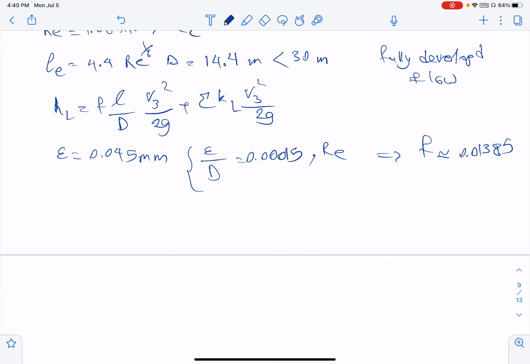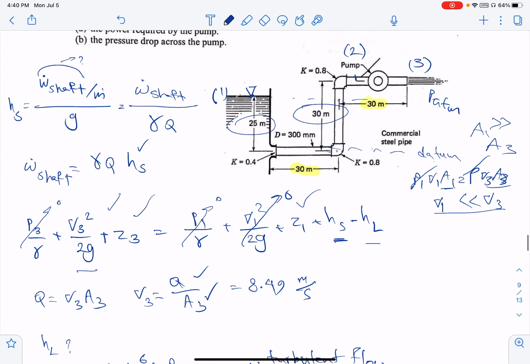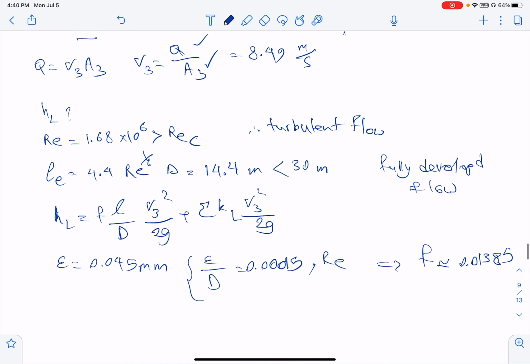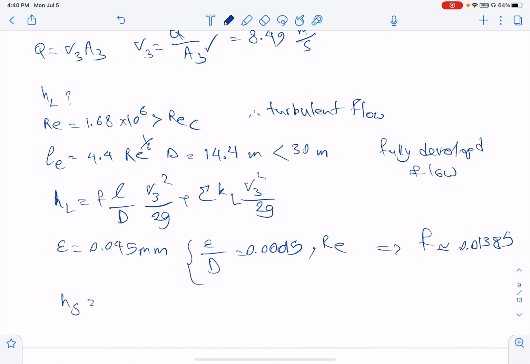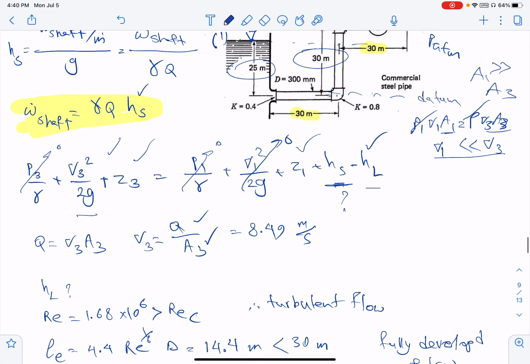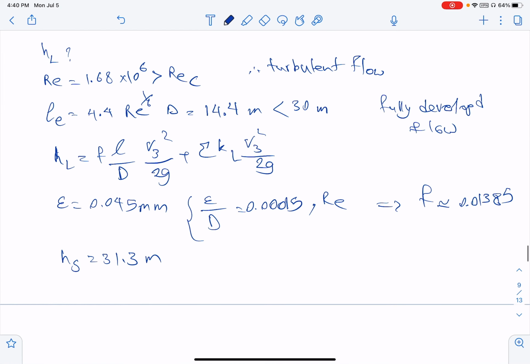Now if we go back to the energy equation, we have found HL, so let's solve it for HS. This is the value that we're going to get, and then we need to put that HS in this equation. If we put HS here, we know Q and gamma. So this is the final answer for the power, which is W dot equal to 184 kilowatts. So this is what we have for this question.